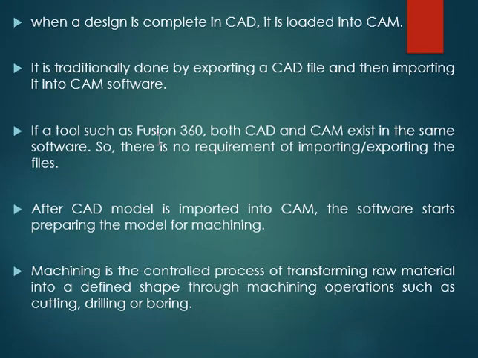Okay, next, after importing the CAD model into CAM software, the software prepares the model for machining. That is, it scans the profile and creates the tool path, and based on the tool path it creates the G code and M code. This process goes on in CAM software when you import a CAD model.